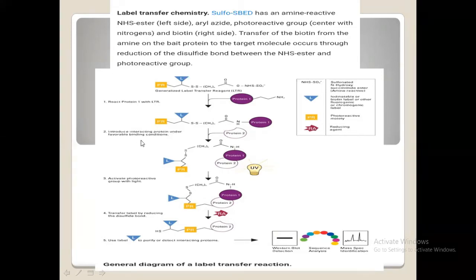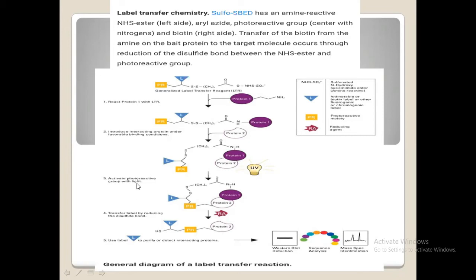Introduce the interacting protein under favorable binding conditions. Allow both of them to be in favorable conditions and they will bind, so a complex will be formed. Now the second protein comes, the protein of interest, that is going to interact with the first protein. For that we are going to analyze protein-protein interaction. So now the second protein also interacts with this complex. Already there is a complex.